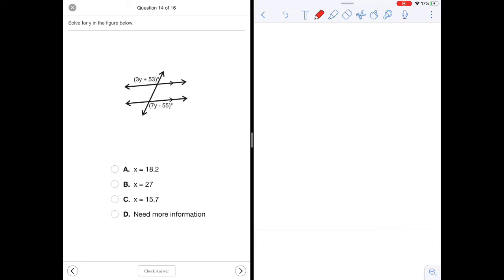Looking at this one here, we need to figure out how those two angles are related. I've got 3y plus 53 and 7y minus 55. Notice how, because I have parallel lines, I can make some conclusions. These angles are outside of my parallel lines, so they're exterior, and they're on opposite sides of my transversal, so they're going to be alternate exterior angles. Because they're alternate exterior angles and my lines are parallel, I know they're going to be congruent. So my equation is going to be 3y plus 53 is equal to 7y minus 55.